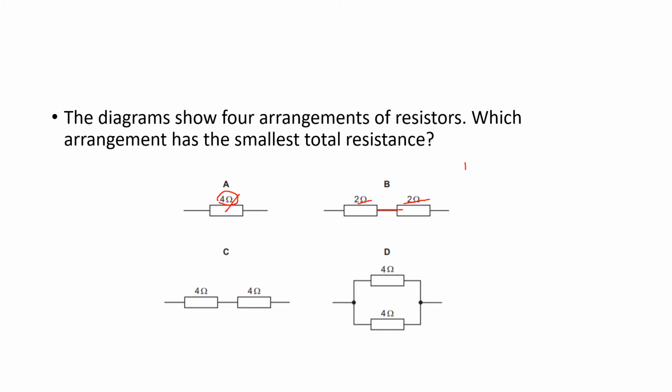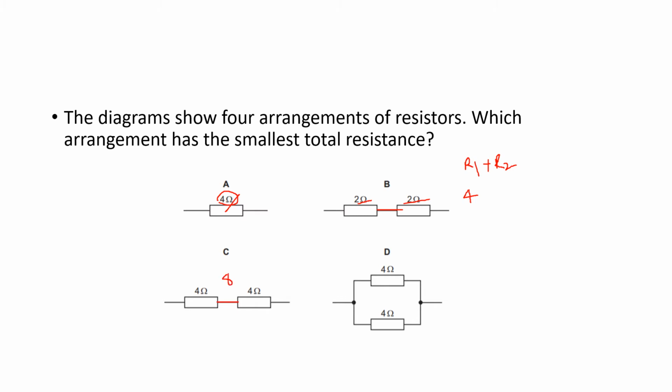What is the formula to find out the total resistance in series connection? It is R1 plus R2. So it will be 2 plus 2, we will get the answer as 4. Now the third one. These two 4 ohm resistors are connected in series, so the total resistance is 4 plus 4, it is 8.